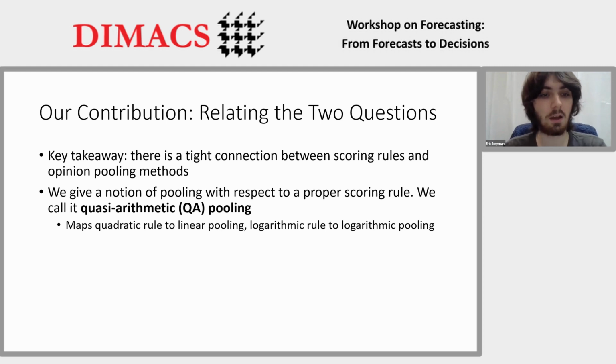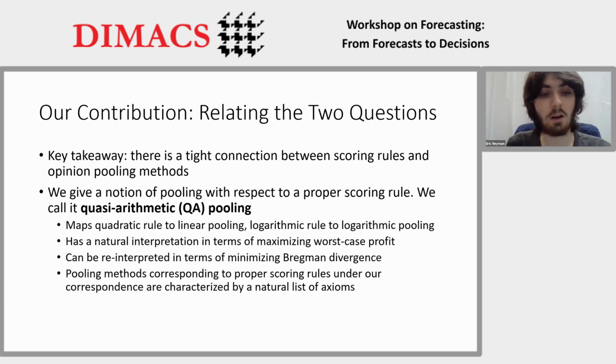First, QA pooling with respect to the quadratic scoring rule is linear pooling. And QA pooling with respect to the logarithmic scoring rule is logarithmic pooling. And there are several nice interpretations of QA pooling, one in terms of maximizing the aggregator's worst case profit, and another in terms of minimizing Bregman divergence. And also, the class of all QA pooling methods are characterized by a natural list of axioms.